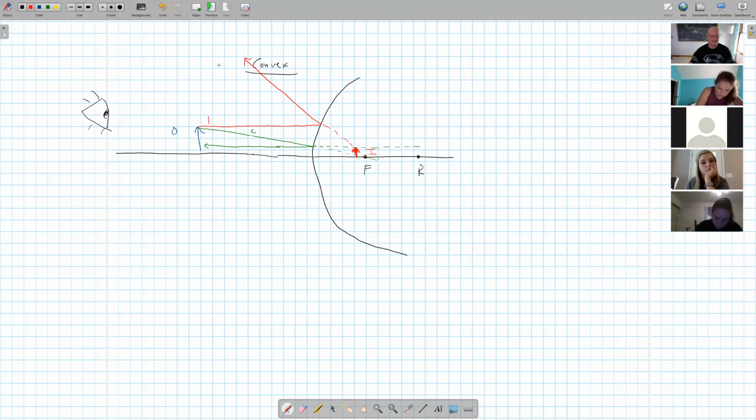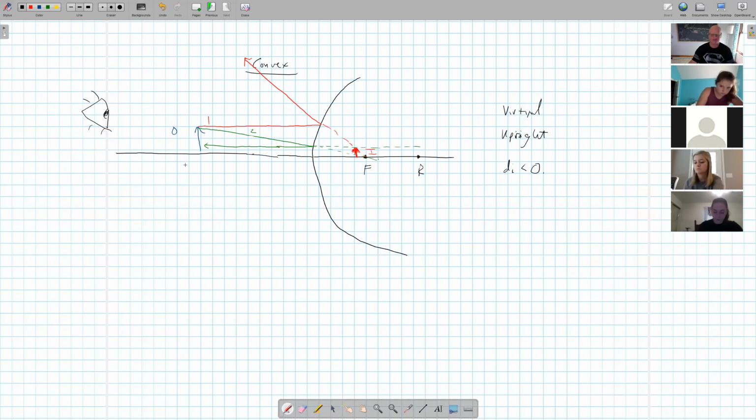So here we can see that this is a virtual image. This is upright. And again, my image distance is negative, because it's on the back side of the mirror. Good. So let's talk about some of these things.